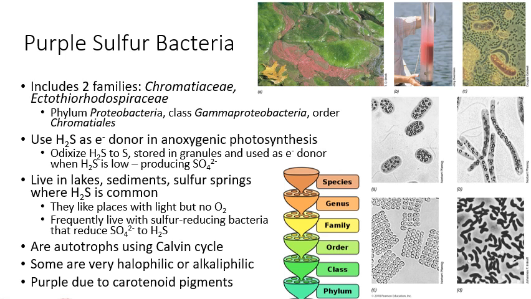In accordance with their living habitats, a lot of them are going to be halophilic or alkaliphilic due to those sulfur springs they like to live in. And they're purple in color because of their carotenoid pigments. So they also have the bacterial chlorophyll pigments, but their color is coming from the carotenoid pigments. So here you can see some examples. All of these are actually examples of the purple sulfur bacteria, and in these pictures you can see the color that they make.